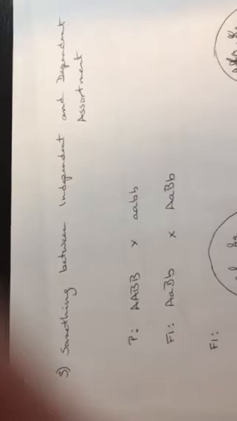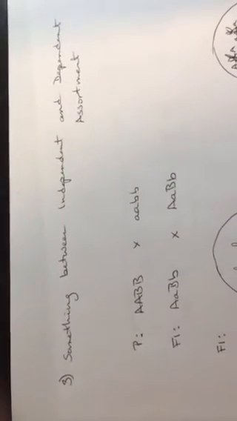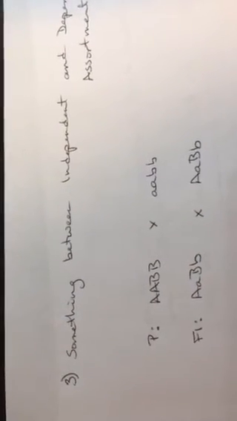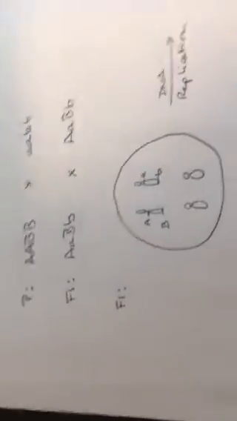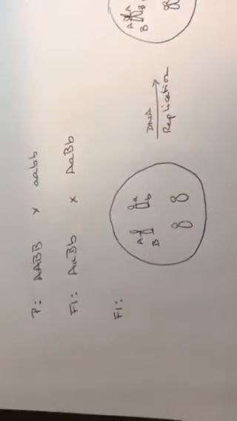Sorry again for the very poor production values. Something in between independent and dependent assortment. Again, it's the same setup. We have the parental generation is two true breeding varieties. The F1 is the hybrid or heterozygote. If we do a self-cross, this is what we're going to look for.